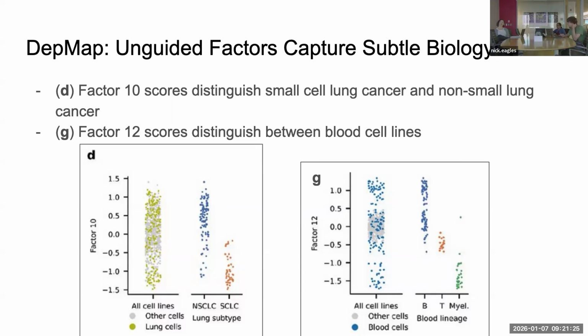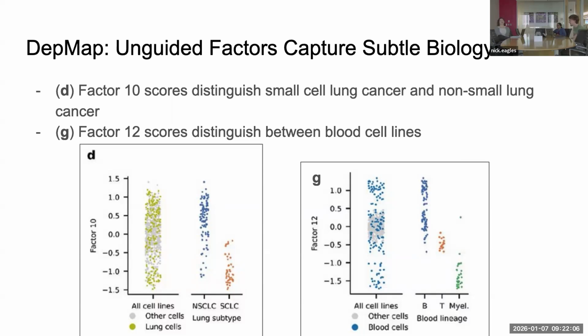Here we have two interesting factors, factor 10 and factor 12. These were cases where the factors were distinguishing something subtle, rather than very broad macroscopic biological categories. For factor 10 here, they had different types of cancer again, and they focused on cells that were either lung cells or not lung cells. Factor 10 did not really distinguish between whether a cell was a lung cell or not.